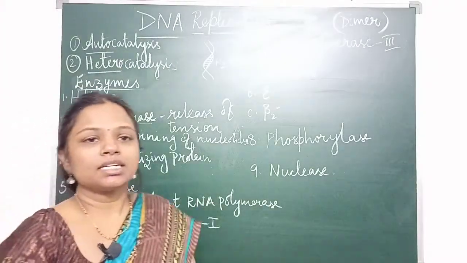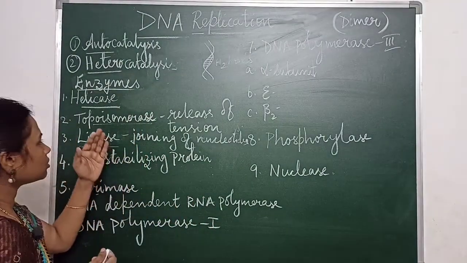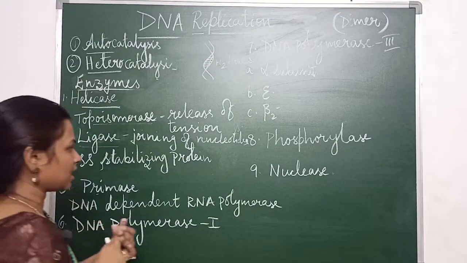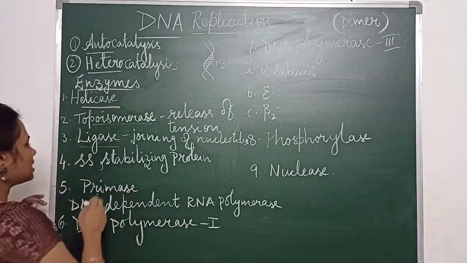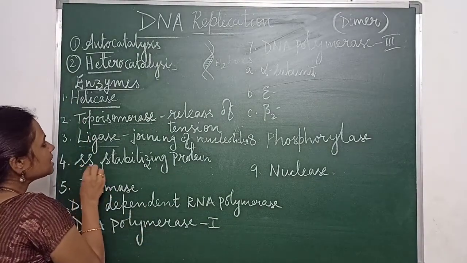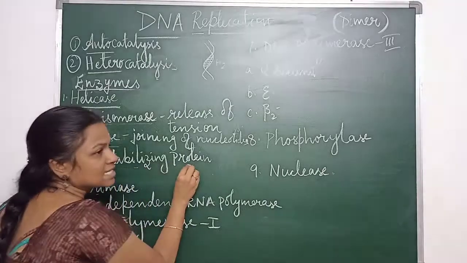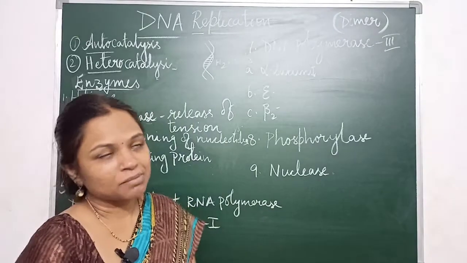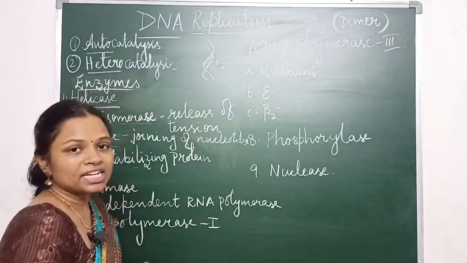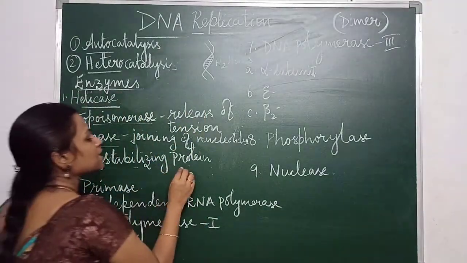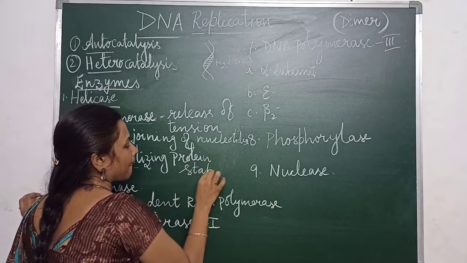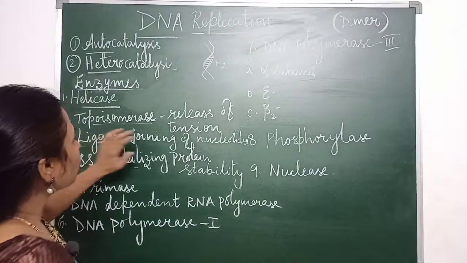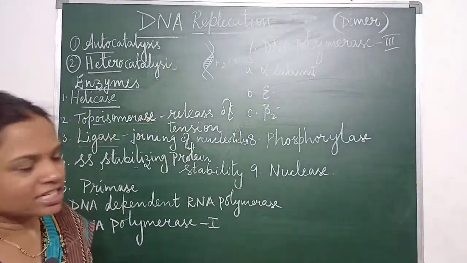Now there is every chance of this particular chain winding once again. So there is one particular enzyme called the single-stranded stabilizing enzyme. It avoids the stress present in those polynucleotide chains, so it gives stability to the unwound polynucleotide chains.